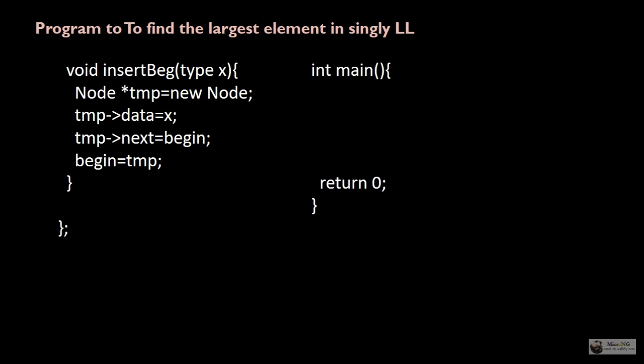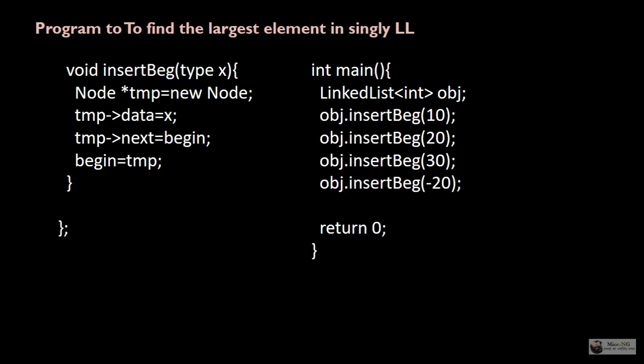In the main section, we can create an object and insert a set of values into the single linked list by calling insert beg. So totally 4 values we are inserting at the beginning. So the list will become -20, 30, 20 and 10. If you find the largest by calling the find largest function, it will display the value as 30 because 30 is the largest value in this case.